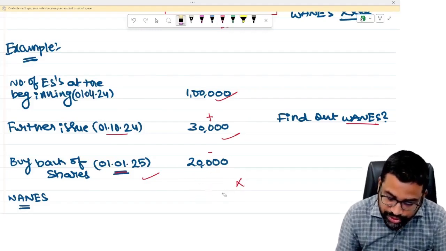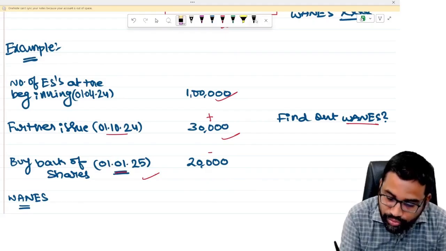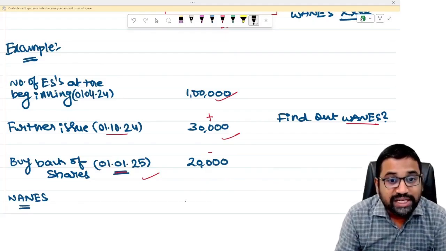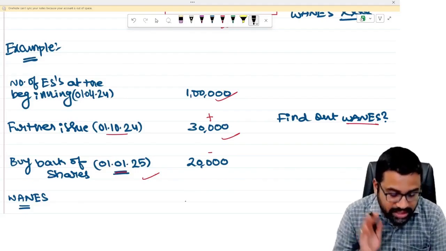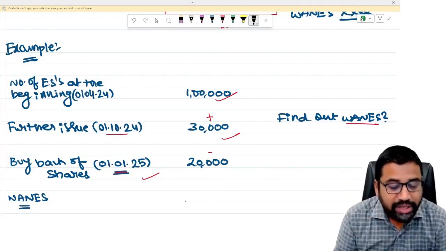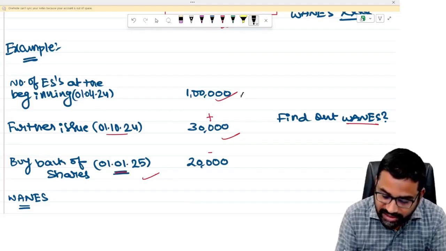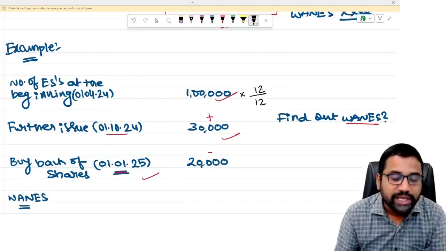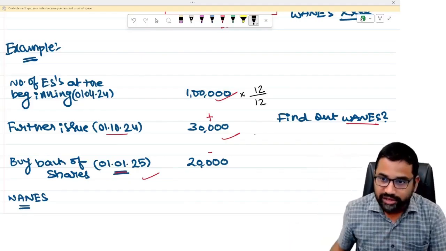What you need to do is find out the weighted average number of equity shares. That means the number of shares is multiplied with the time weight factor. Sir, how to do it? Very simple. See, from the beginning, how many shares are there? 1 lakh shares. Suppose in a year there are 12 months, right? It is there from the beginning of the year, so you take 12 by 12.